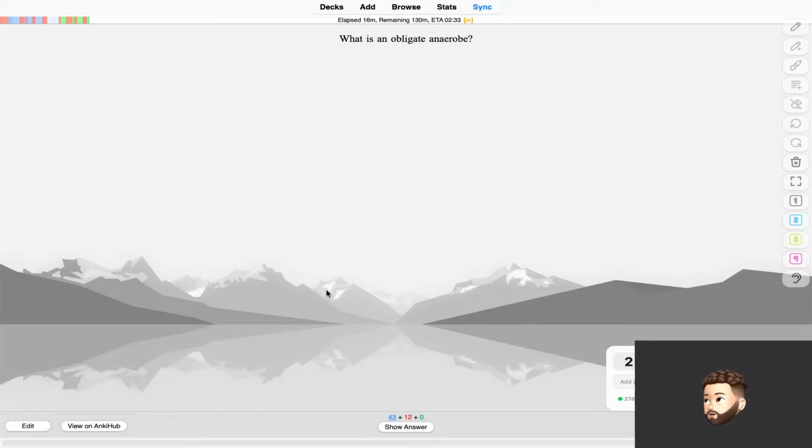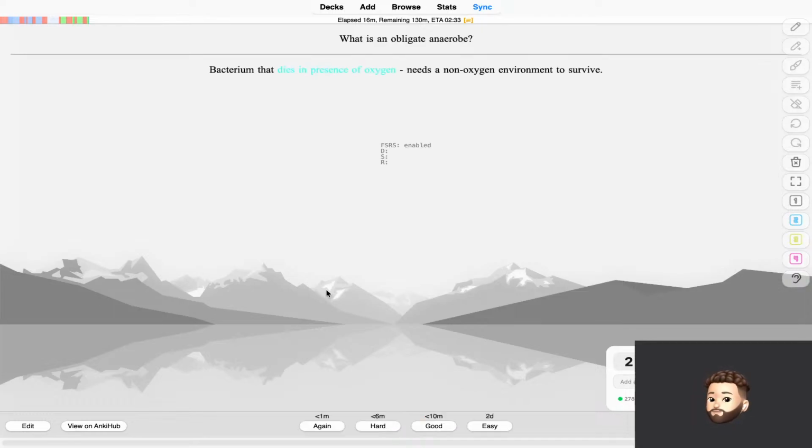Yeah, I think it just has it. It cannot use oxygen, and oxygen is basically like toxic. Like it dies in the presence of oxygen. Needs a non-oxygen environment to survive. That's kind of what I said at the end there, but it didn't really mention that it needed to use anaerobic respiration.